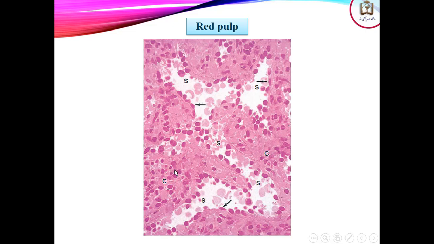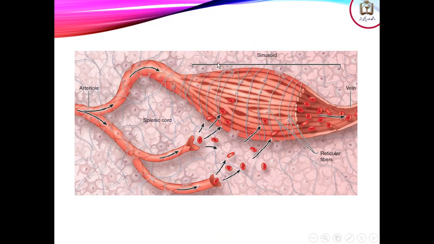Okay, in the red pulp we have sinusoids and cords or splenic cords. Here's the cord. And here you can see a sinusoid, and here is the cord. Note that the sinusoid contains special endothelial cells called stave cells. Here is a stave cell. The cells in the sinusoid structure are stave cells.